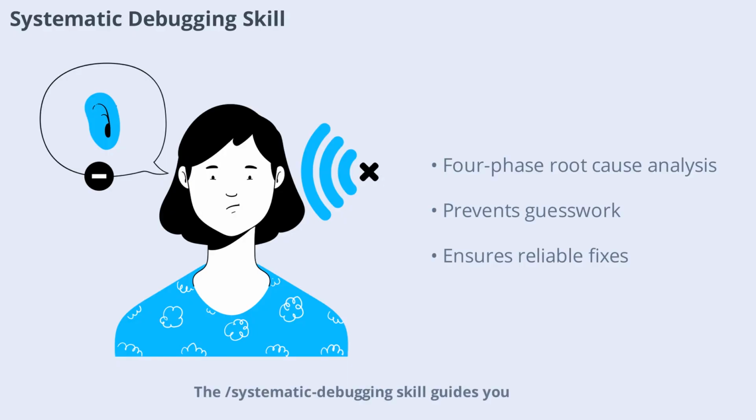Systematic debugging skill guides you through a four-phase root cause analysis, preventing guesswork and patch fixes. It starts with root cause investigation, then pattern analysis, hypothesis and testing, and finally, implementation. For example, when facing a NullPointerException in a Spring service, Claude walks you through checking dependency injection, security context, and database records, rather than just patching with a null check. This leads to more reliable fixes and a deeper understanding of your codebase.